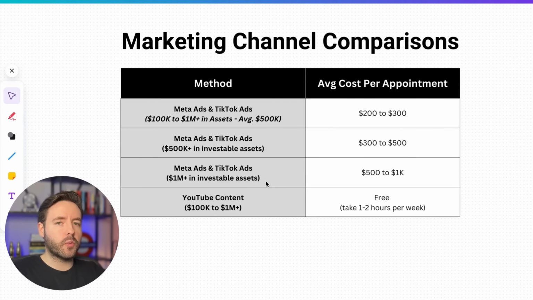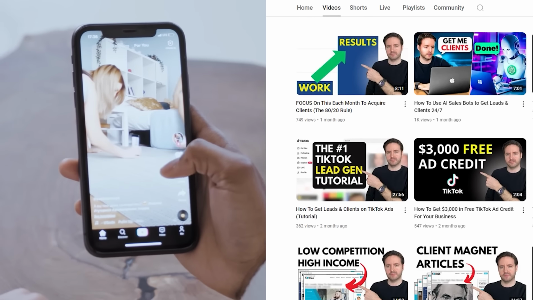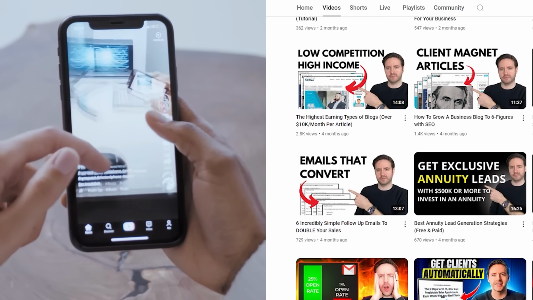Now, as a bonus, what we found is that clients that get the best results and above average results, we have some clients, for example, running Meta ads and TikTok ads, and they're paying less than $200 to $300 per appointment. And the reason they're getting a lower cost per appointment is because they are actually doing YouTube videos as well. So if you want to get the best possible results, then I would recommend doing both ads and YouTube content together because they can both work very well together.